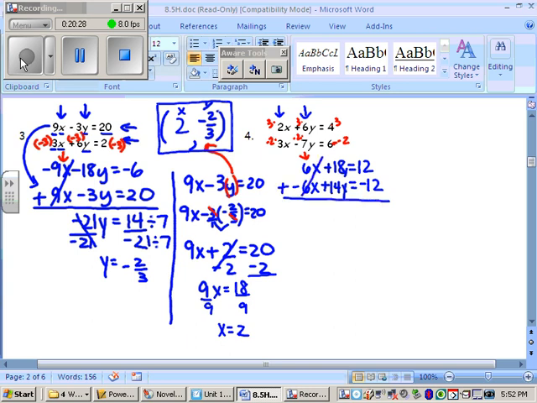I can go through the elimination process and eliminate the x terms. From there, I can add the y terms, and 18 plus 14 is 32y, and then 12 plus negative 12 is 0. I can then divide by 32, so my y value is 0.